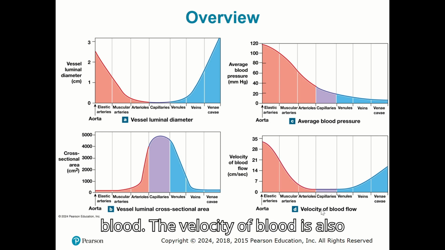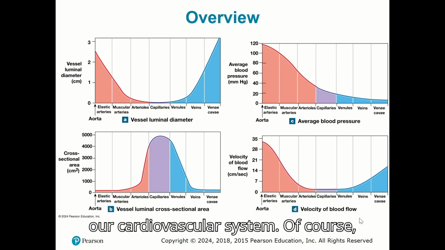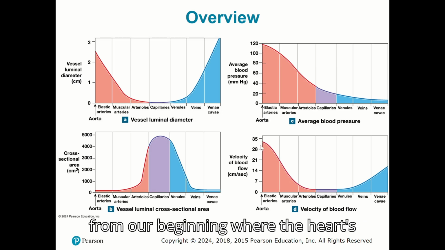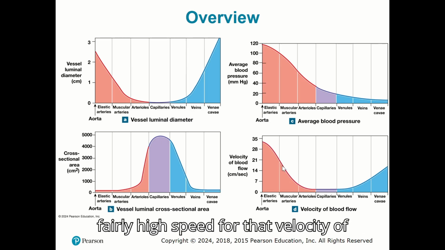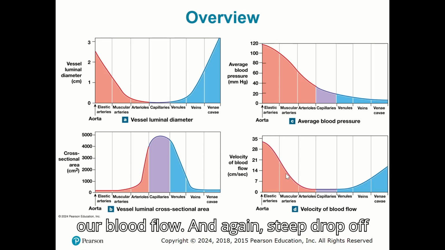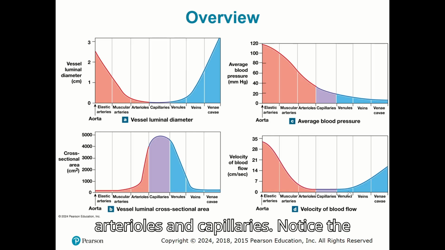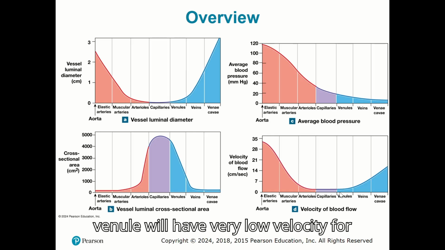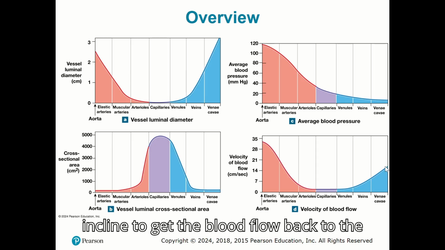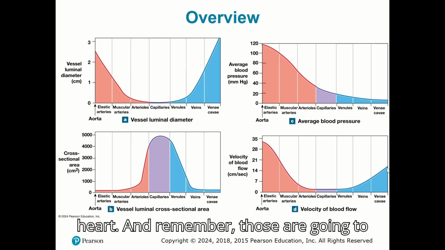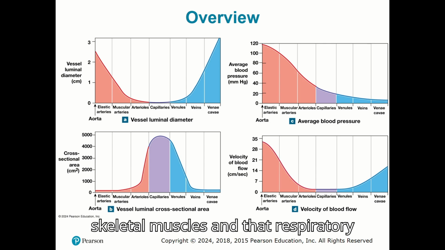Notice our velocity of blood. The velocity of blood is also changing as it flows through our cardiovascular system. From the beginning, where the heart pumps out, it's a fairly high speed for the velocity of our blood flow. And again, there's a steep drop off going down into arterioles and capillaries. Notice the venule has very low velocity for blood flow, but then we do have an incline to get the blood flow back to the heart. And remember, those are the things we do for venous pressure, which are the skeletal muscles and that respiratory pump.